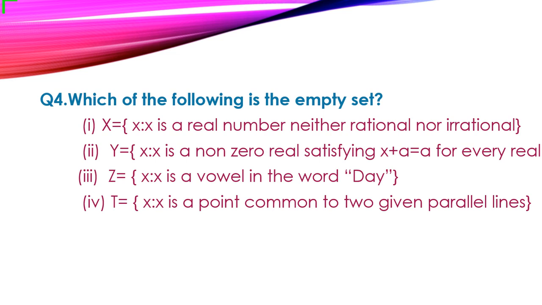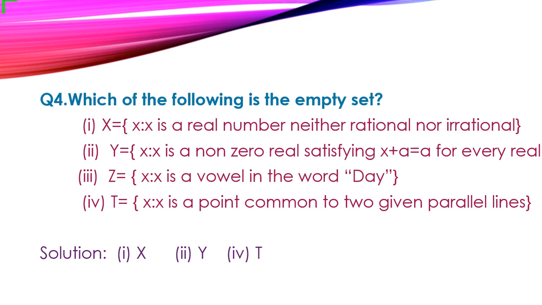Again, let me repeat it. A real number can be either rational or irrational, right, students? So there is no real number which is neither a rational number nor an irrational number. That only means that our set capital X is an empty set, right, students? So X, yes, in the solution part I have written that X is an empty set.